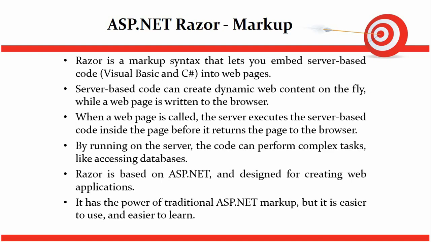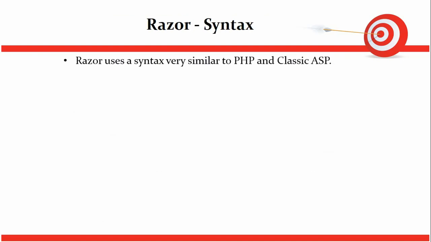If you remember JSP, we used to write less than percentage, percentage greater than. That was to indicate that whatever I write inside is going to be considered as Java. Here we are going to use Razor syntax to indicate that whatever I write inside is going to be considered as C#. That's all. Let me just show you the syntax. It is very similar to PHP and classic ASP.